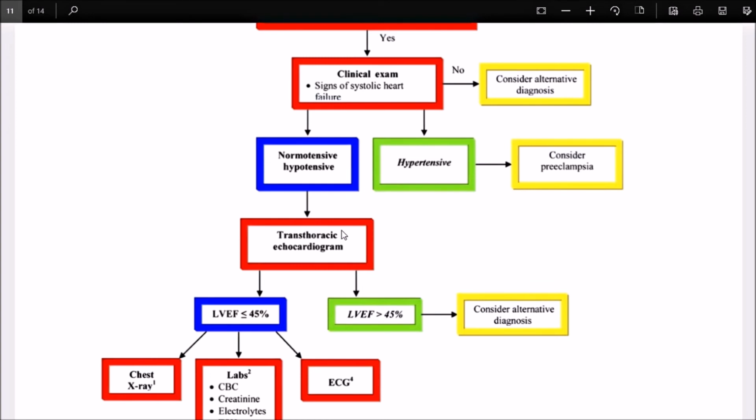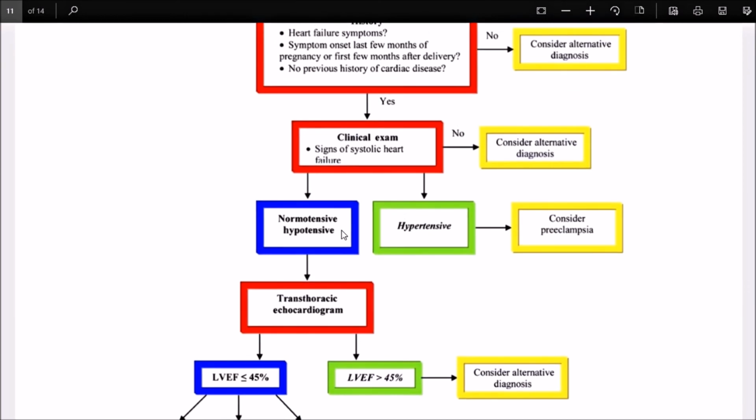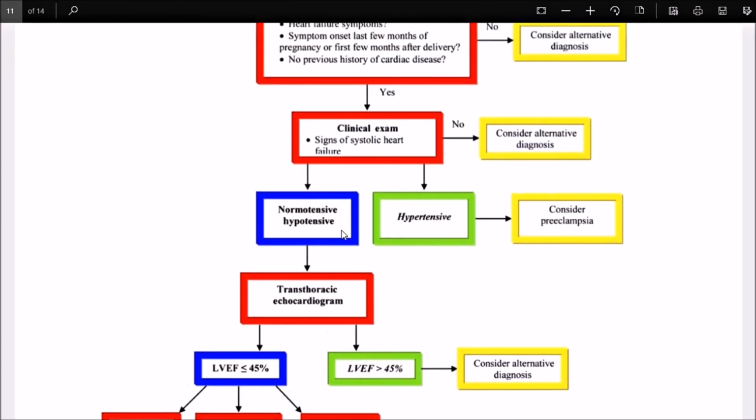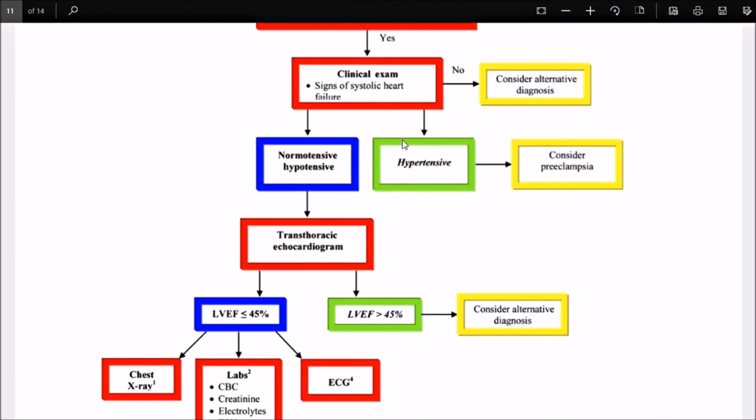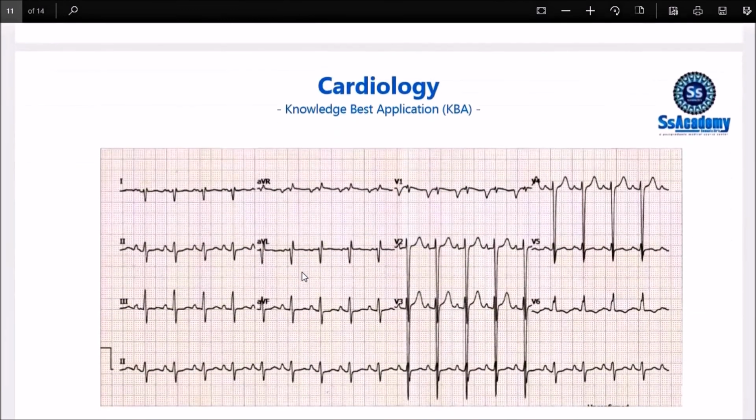Yes, of course, peripartum cardiomyopathy. And the most important thing is an ejection fraction of less than 45%. So three important factors: systolic heart failure, hypertension, and LV ejection fraction. If the ejection fraction is more than 40% in any of the patients, there is less likelihood of peripartum cardiomyopathy. So three things that you need to remember.